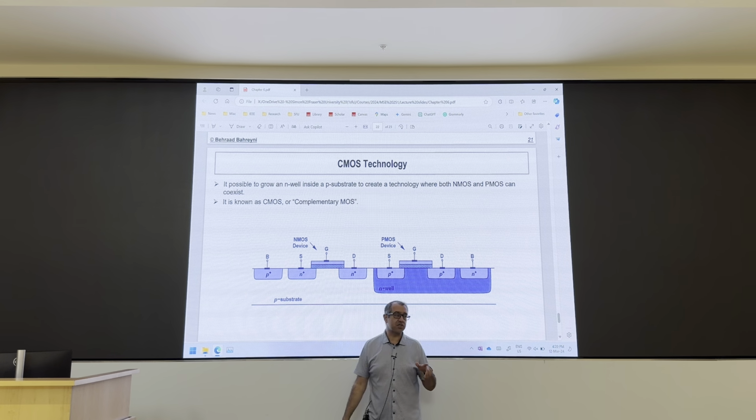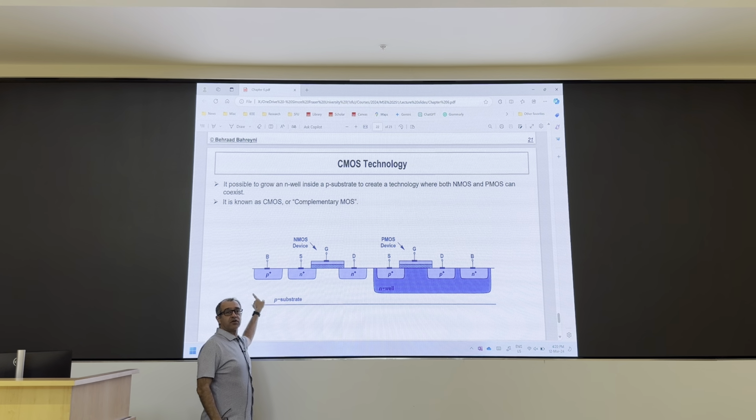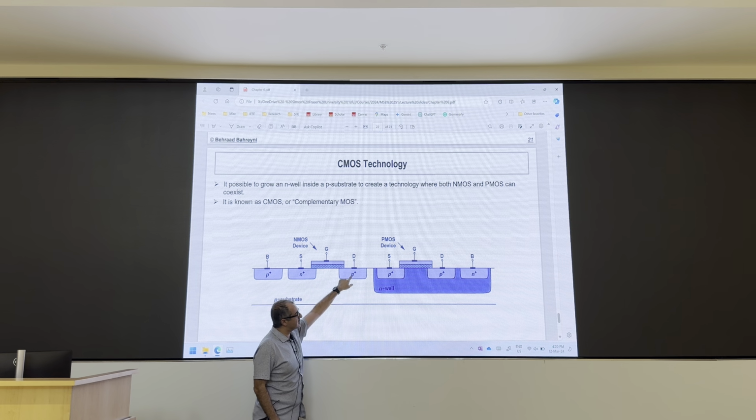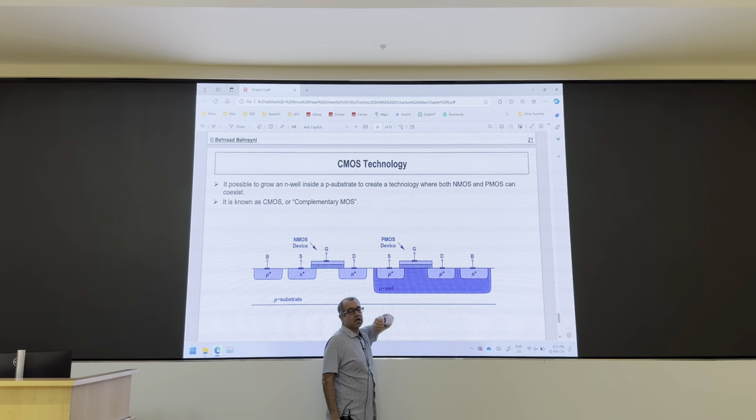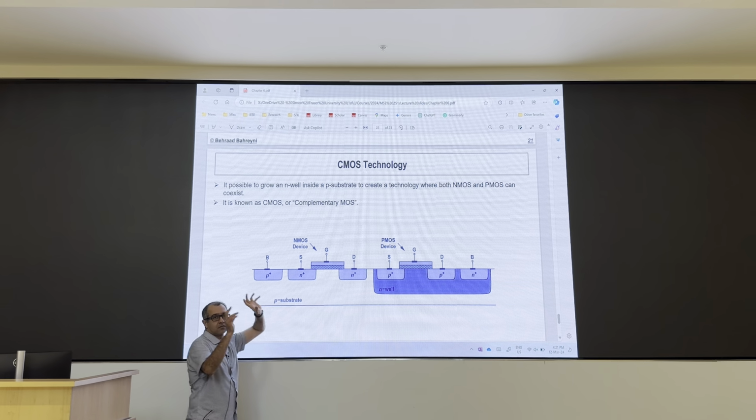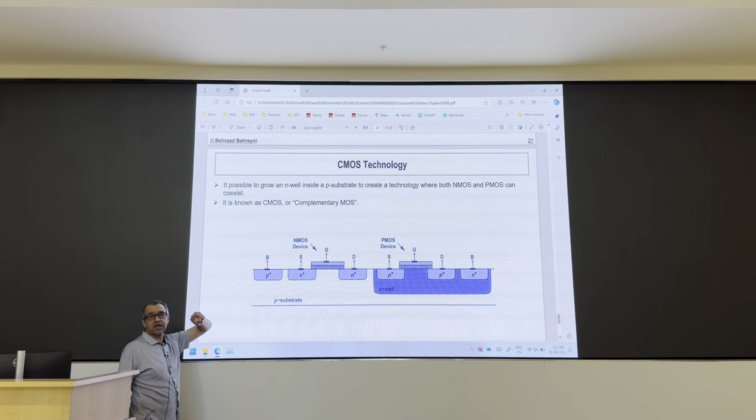Modern technologies actually put both of them in their own wells. So they take some substrate, create a well for NMOS devices, create a well for PMOS devices, and then you make the devices the way you want.